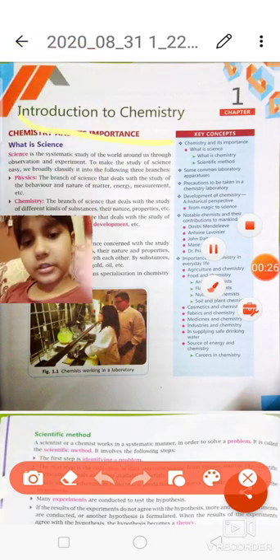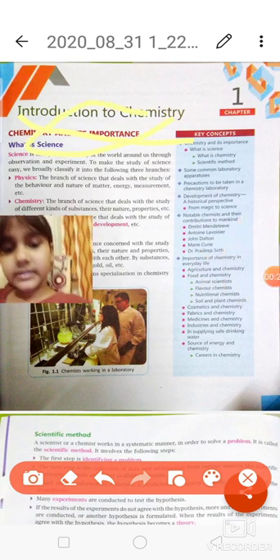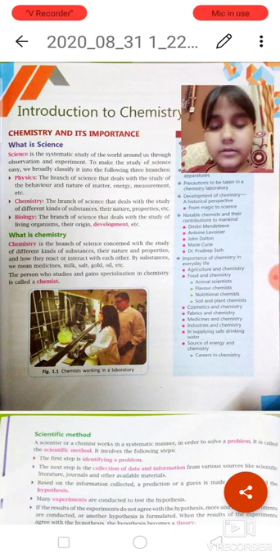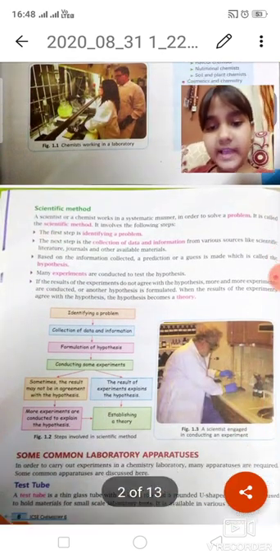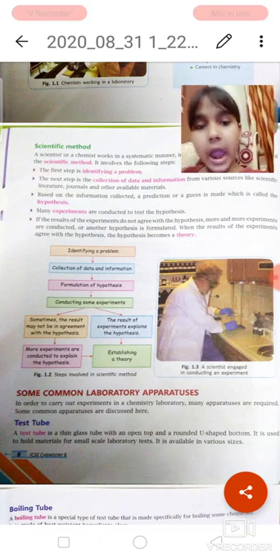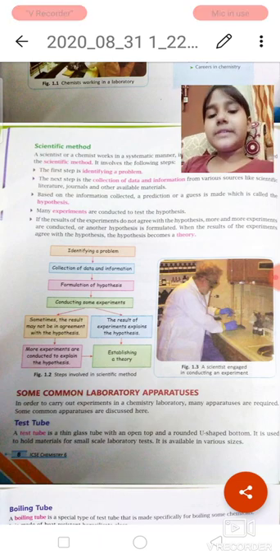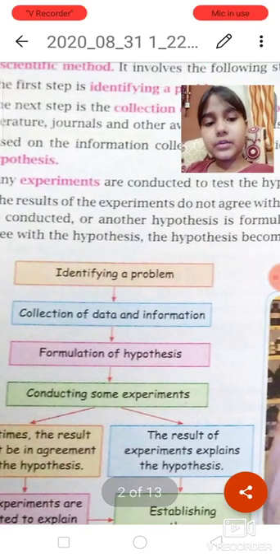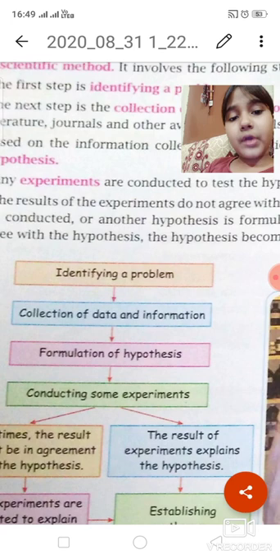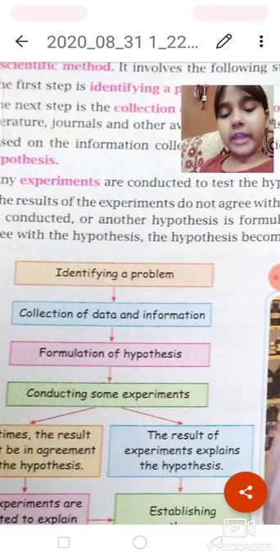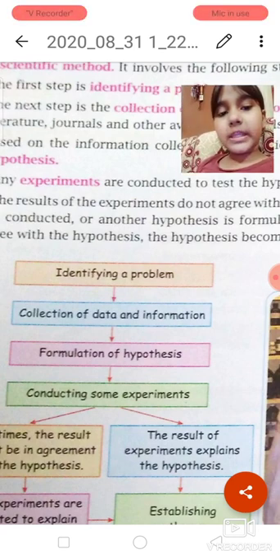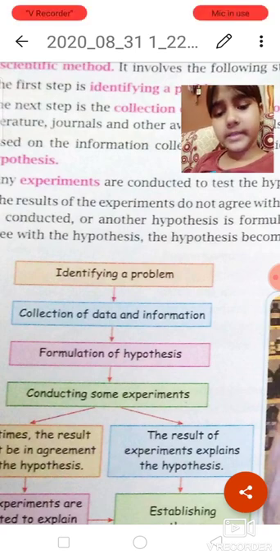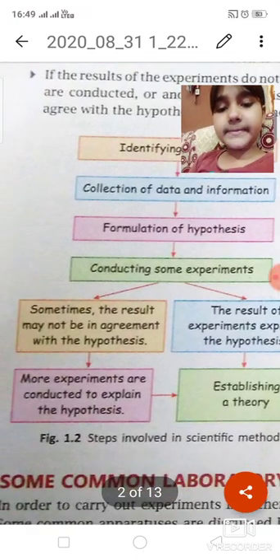We learned introduction to chemistry and its importance, what is science, what is chemistry, and 3 parts of science. We have learned the scientific method, and now we will see the full diagram of the scientific method. As I told you, in the scientific method, first you have to identify the problem, then the collection of data information, formulation of hypothesis, conducting some experiments.